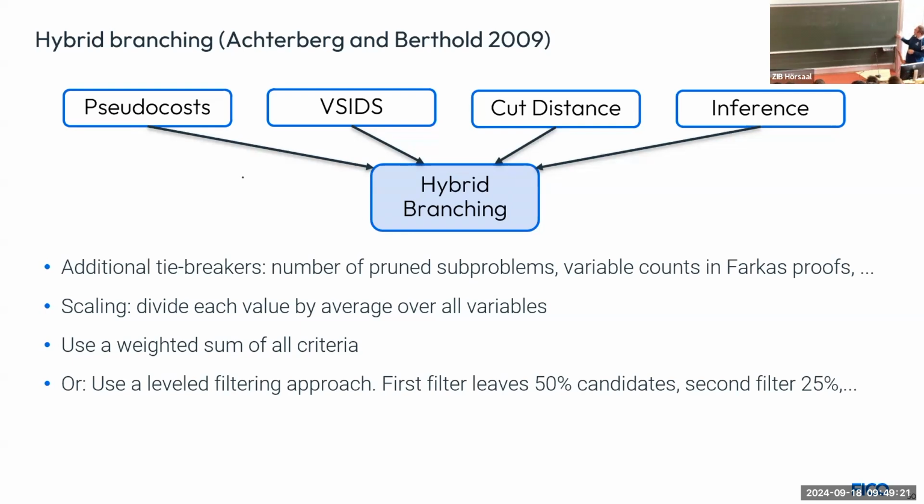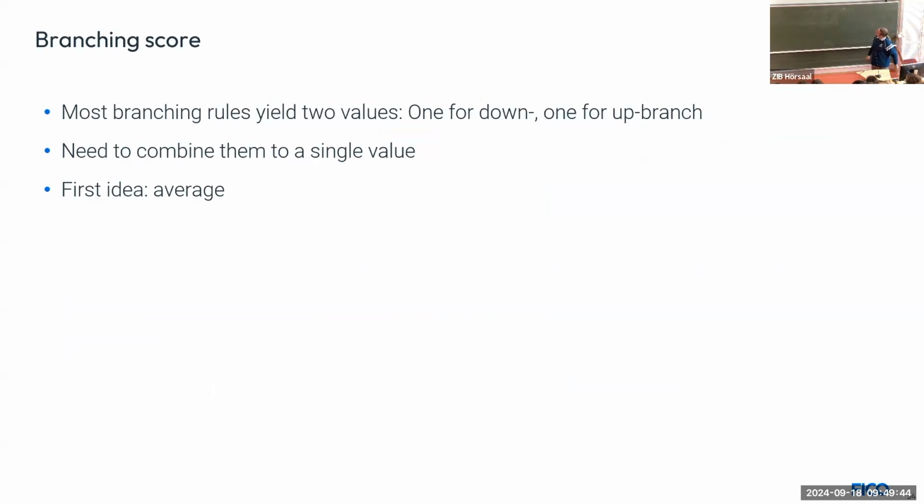Instead of taking a weighted sum, another alternative approach is to take something like a leveled filtering. You rank those criteria among each other, and then step by step reduce the candidate set. Start with 1,000 fractional variables, then consider 100, then 20, then 10, whatnot, until you decide on one final candidate.